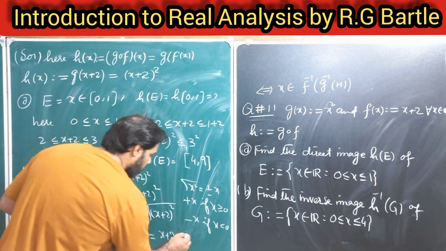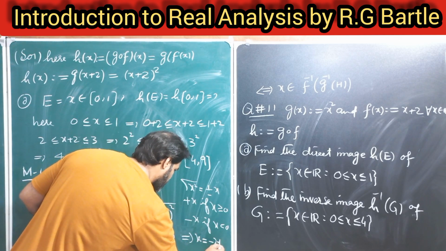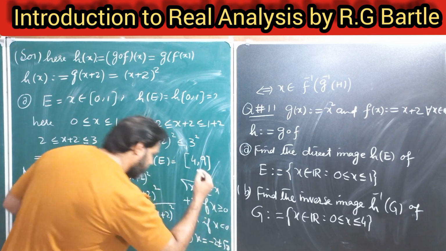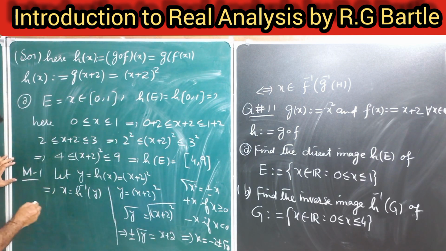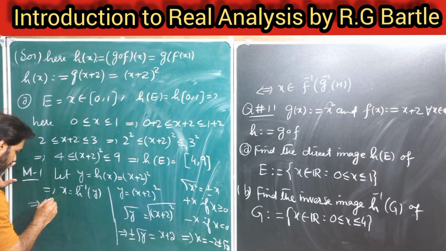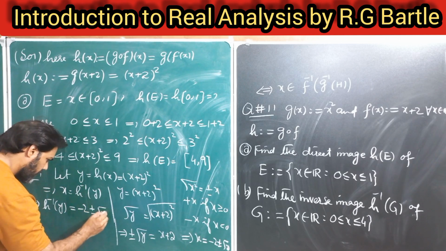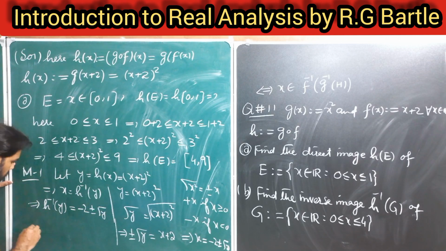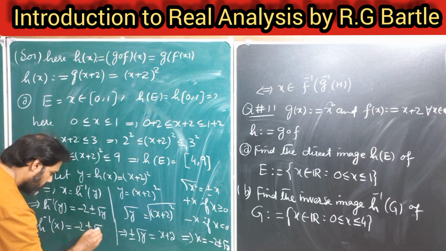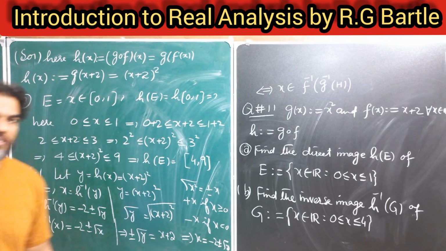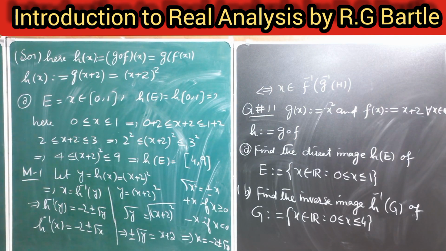From here, x is equal to minus 2 plus minus square root of y. So by combining, we have h inverse y is equal to minus 2 plus minus square root y, and by changing the variables, h inverse x is simply minus 2 plus minus square root x. So this is my inverse function that has two parts. One is positive and the other is negative.